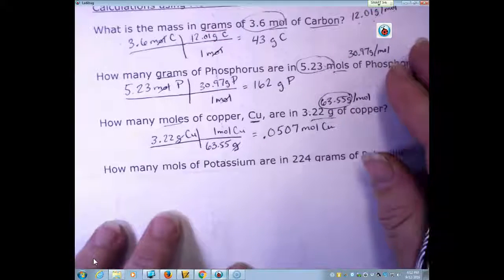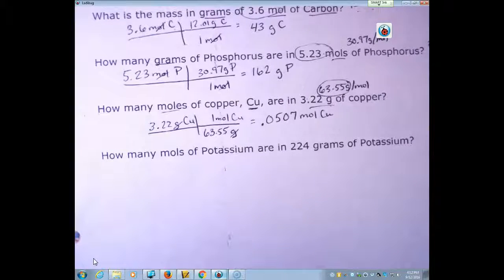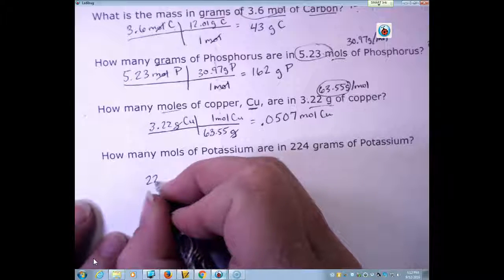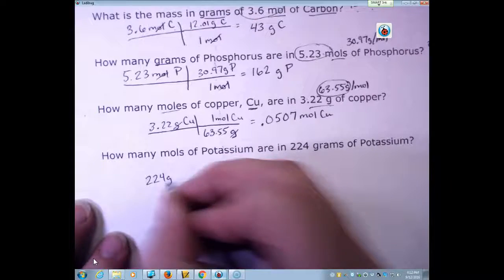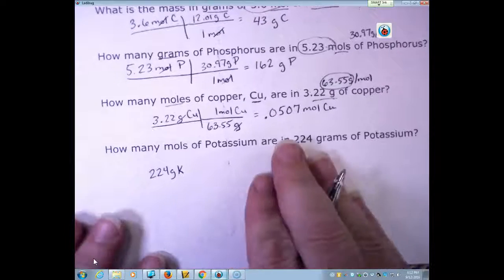Right? Again, if you're watching this for the first time, you may want to try this one. So you can pause the screencast right now. Alright, we have 224 grams of potassium. And potassium is K. Again, you have the periodic table with the names on them.